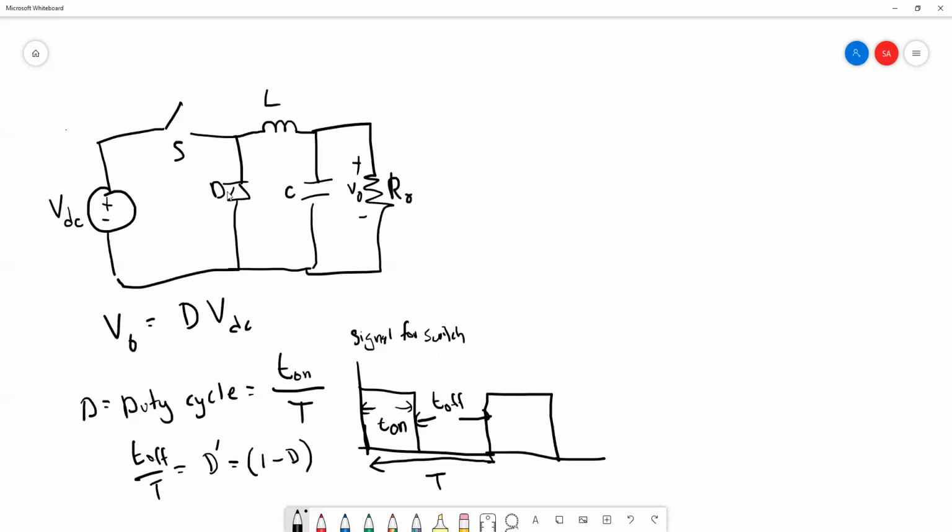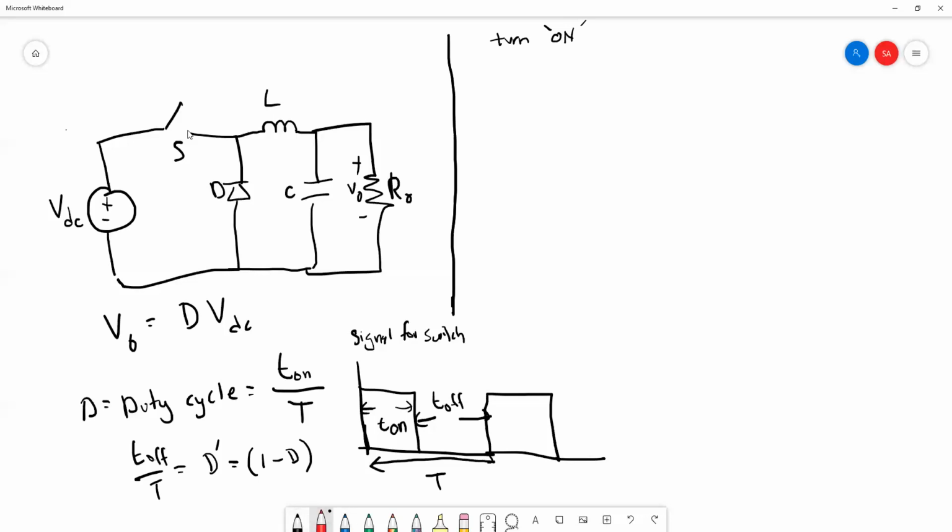Since this circuit involves switching, where sometimes the switch will turn on and sometimes the switch will turn off, the characteristic of the circuit is quite different. So what we should do is analyze the circuit for different switch conditions. The first one is when the switch is turned on. So what happens when the switch is turned on?